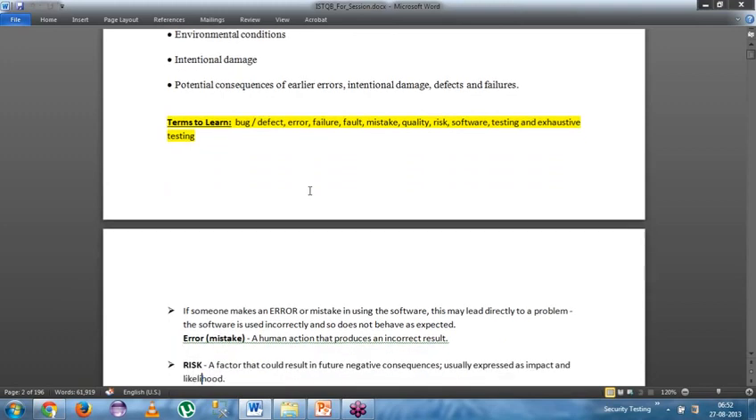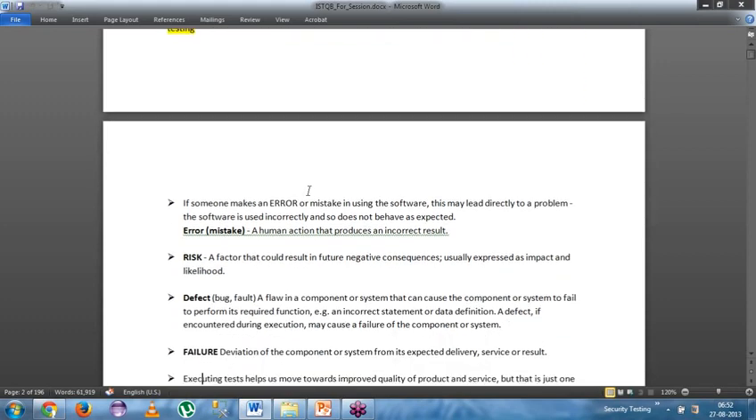And all these other relevant concepts. Fine. What is an error? If someone makes an error, how can we put it very simply? Assume that your software engineer or your developer has done something incorrectly. A mistake or an error in the software which may lead to a problem.